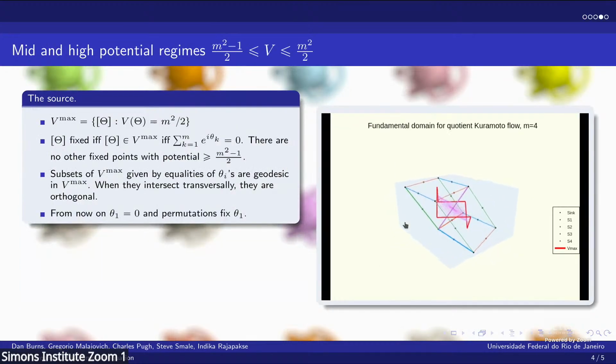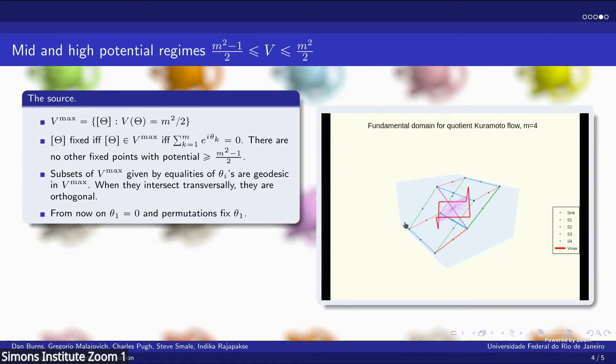Now let's go to the high potential. There is nothing between the middle of the potential and the top. And on the top there is that source that is sometimes a manifold, sometimes it has singularities. It depends on the parity of m. So here you see the situation for m equals 4.